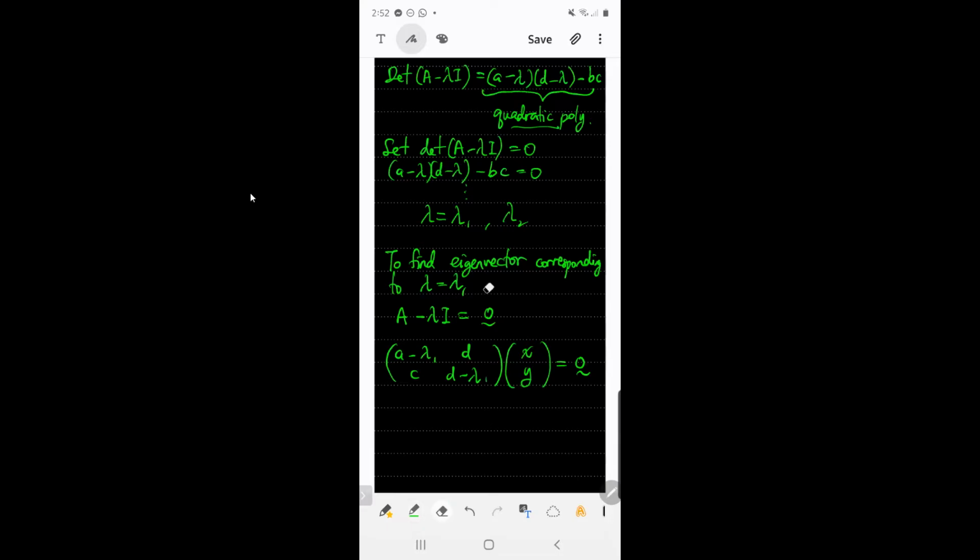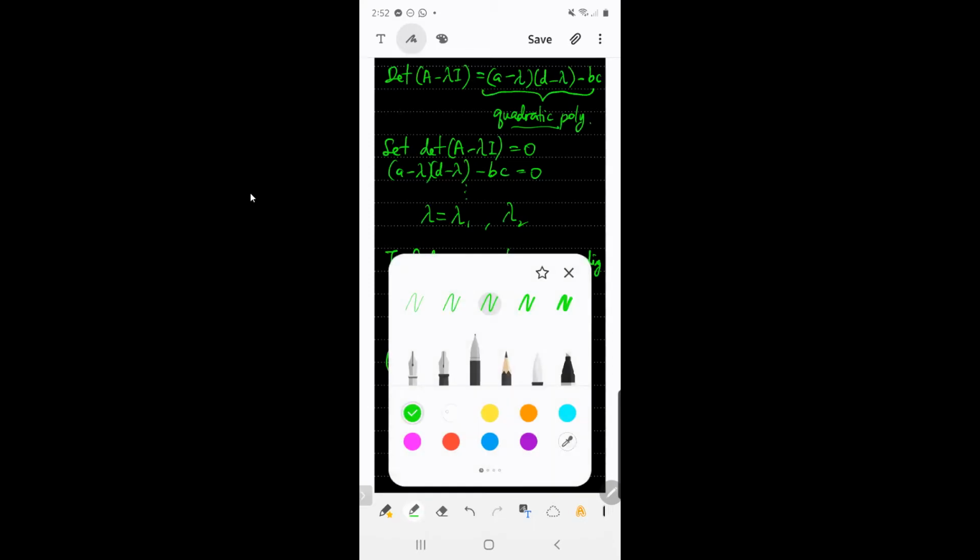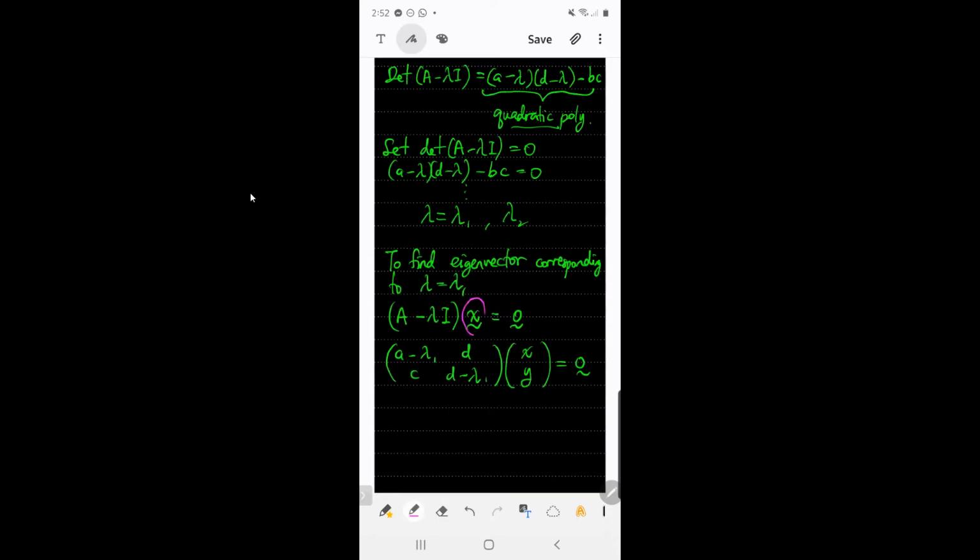Sorry, I think my notation here is not right. So this should be A minus lambda I times the X, and this is equal to 0 vector. Okay, so the X here means the eigenvector. So this is the eigenvector. So you can find the eigenvector which has 2 components, the X component and the Y component. So this is what you call the eigenvector. So you have to solve this equation.